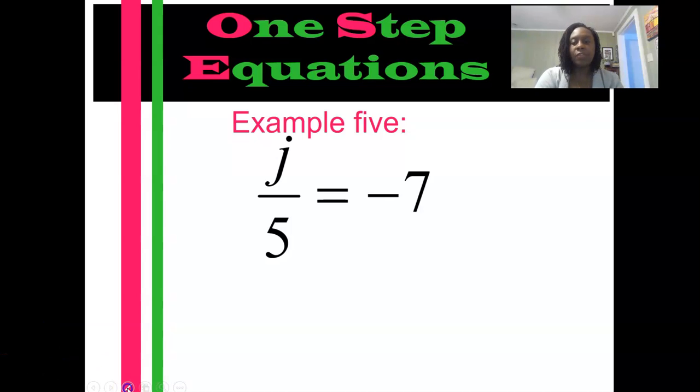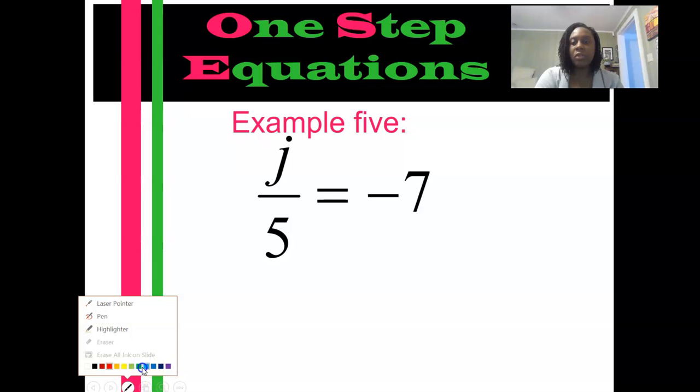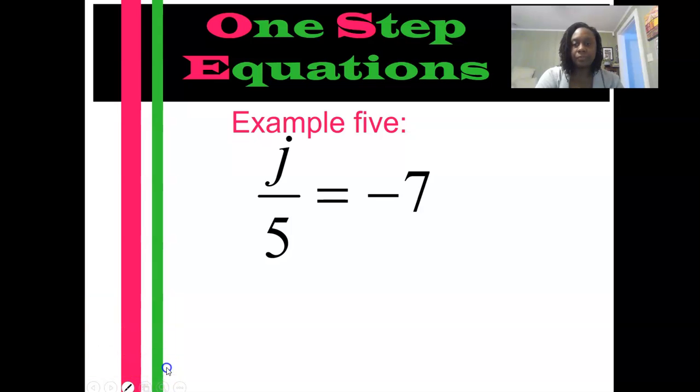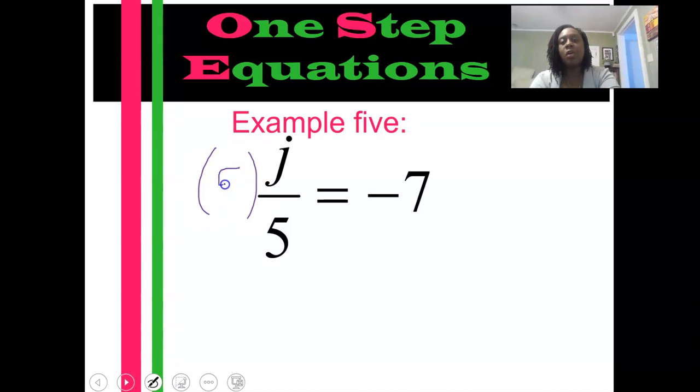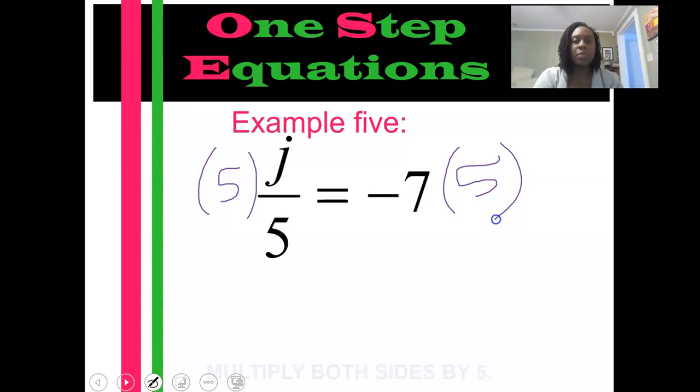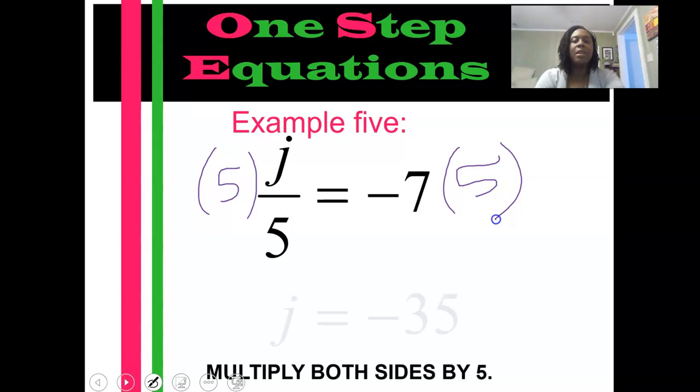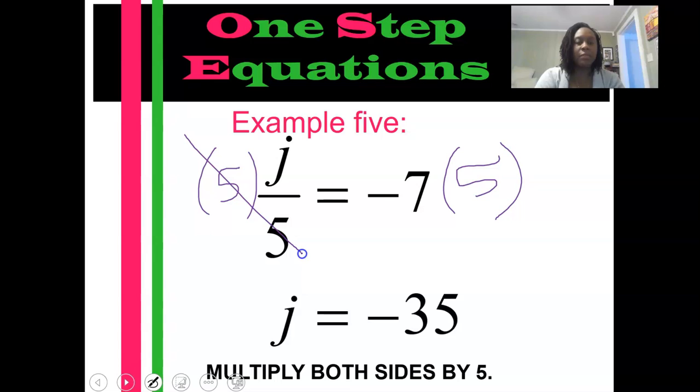Here we start with a fraction, and anytime you're looking at a fraction, that means division. The opposite of division is always going to be multiplication. And so we're going to multiply both sides by 5 to get rid of that denominator. And so negative 7 times 5 gives us that negative 35 that you see on the screen.